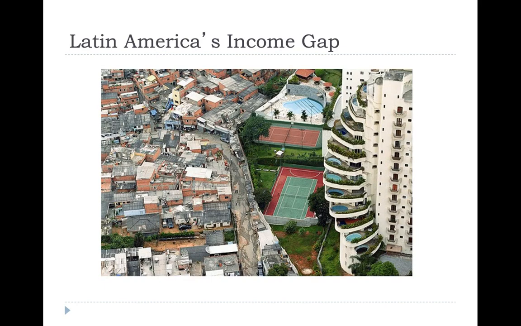Okay, this picture represents Latin America's giant income gap. So on one side of the fence, you have a wealthy neighborhood in which people have like hot tubs or pools on every level of their balcony. And then on the other side, you have people that are living in like lean-to shacks, basically. They probably don't have running water, and they might not even have electricity.